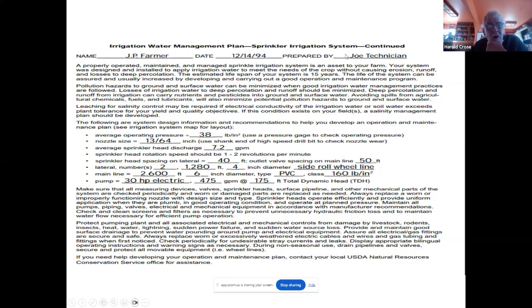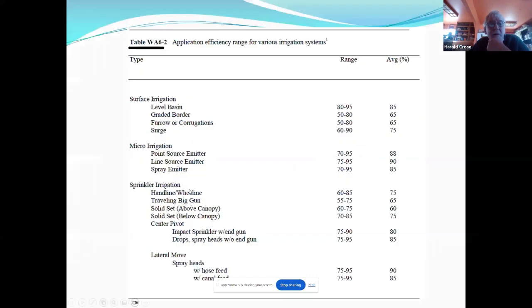But this has all the elements in here that you need to develop an irrigation water management plan, because you know the precip rate, and you know the laterals and all that. So there's some of these examples in the irrigation guide as well.